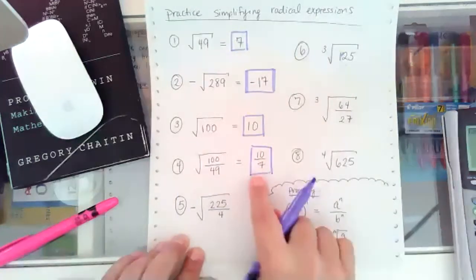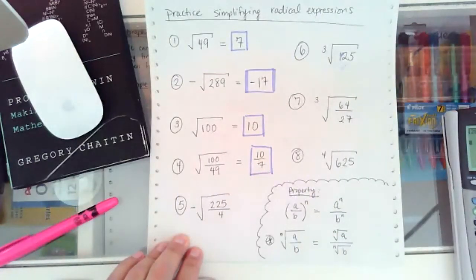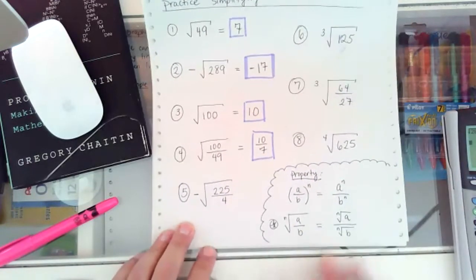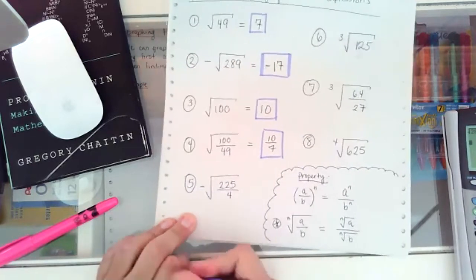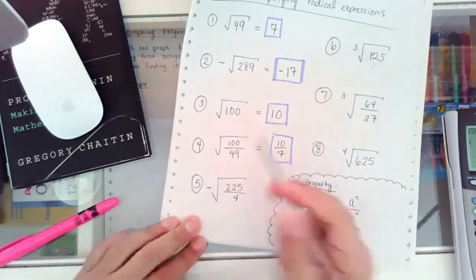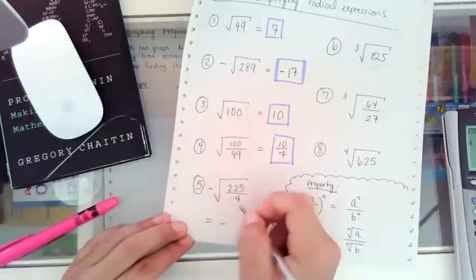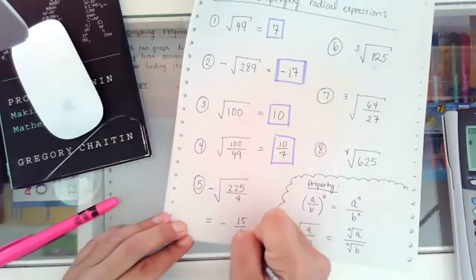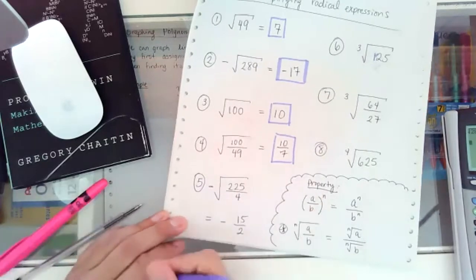Does anybody have any questions about that one? I think somebody in one of the breakout rooms answered this one. This one will be negative 15 over 2. Does anybody have questions about that one?